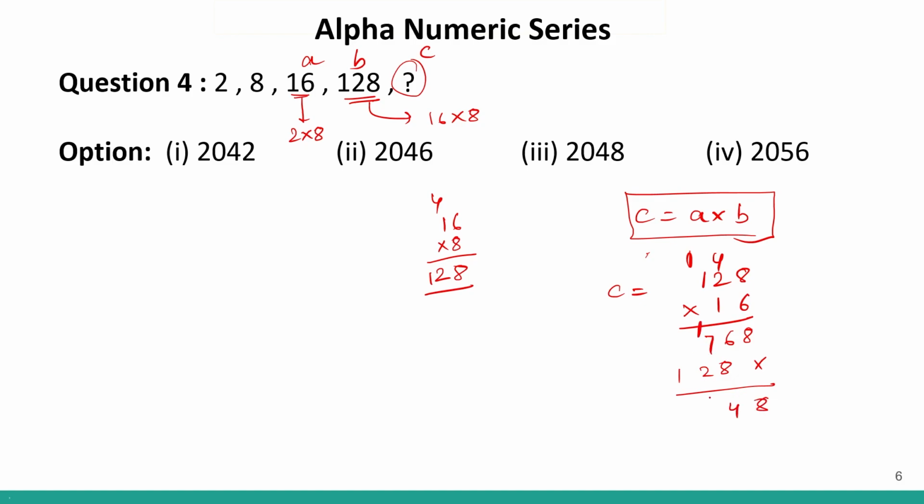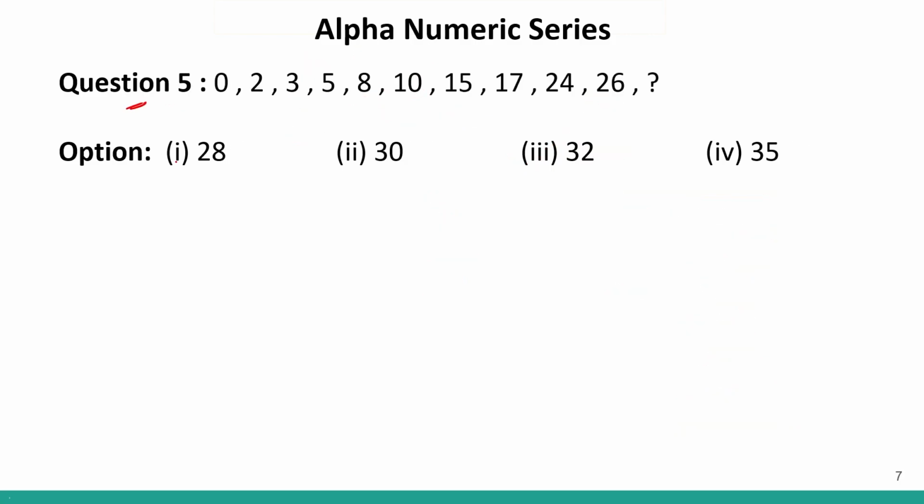Over here it will be 8 plus 2, 10 and 2. So I will get 2048. So 2048 will be my answer, which is given in option number 3. This will be my answer, 2048. Okay. Moving on to question number 5.